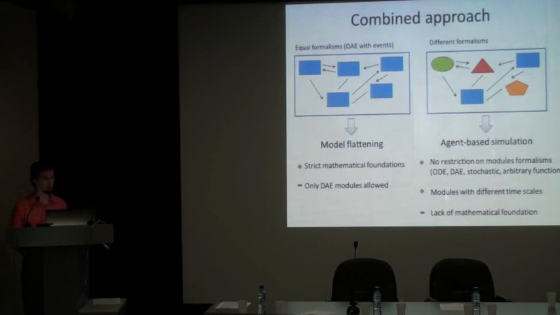Let's conclude. We have two different approaches: in the case of equal formalisms, namely DAE with events, and different formalisms. They both have certain advantages and disadvantages. Model flattening is based on strict mathematical foundation as we simply simulate an ODE or DAE model with events. However, only DAE models are allowed. In its turn, agent-based simulation lacks mathematical strictness. However, it does not impose any restrictions on module formalisms. The only restriction is the model type implemented in BioUML.